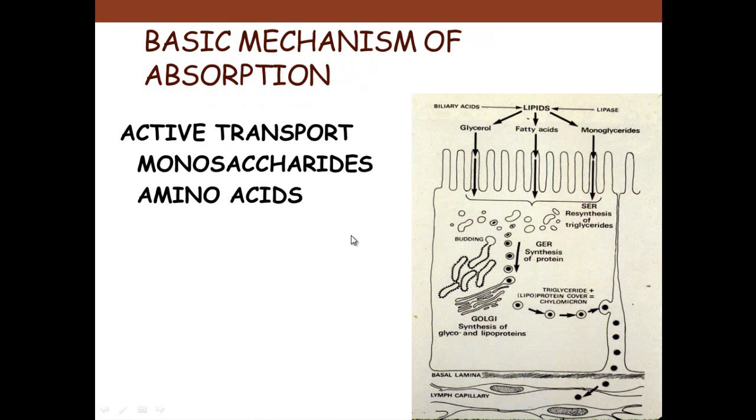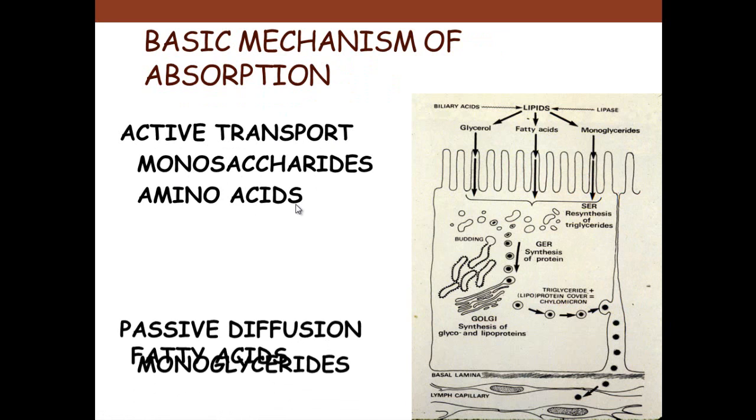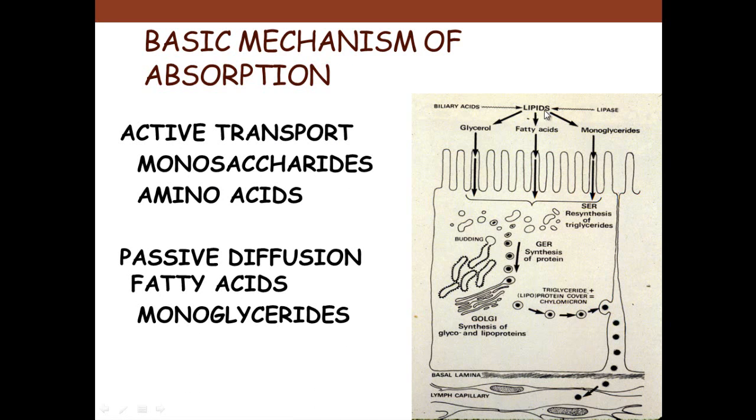So in terms of the basic mechanism of absorption, you have active transport, and hence we have lots of mitochondria for certain things, for monosaccharides as well as amino acids. So they require energy to transport them through. However, the lipids are different. Fatty acids walk right through. Monoglycerides slip right through. Glycerol right through.